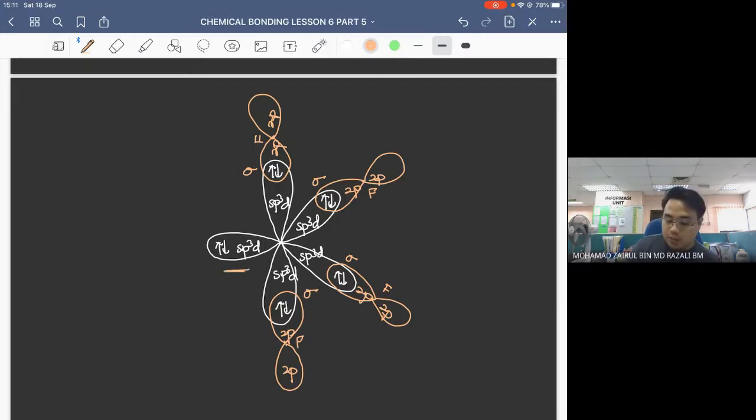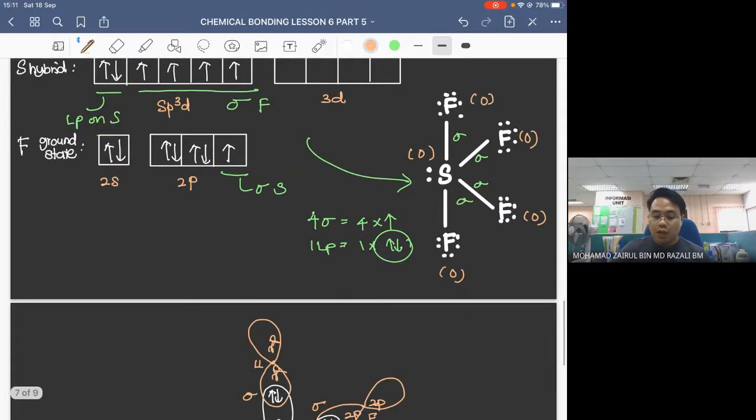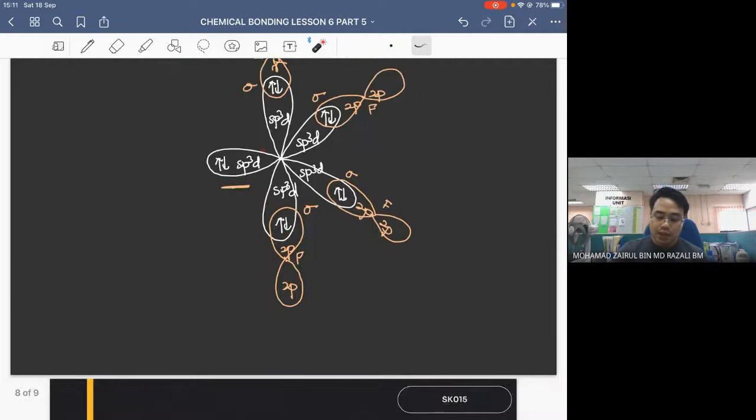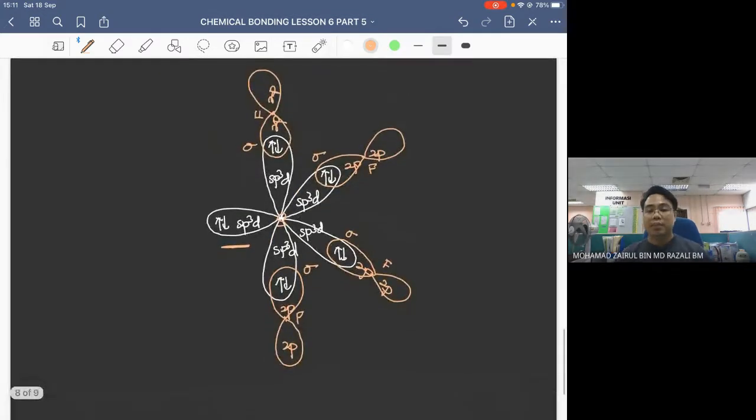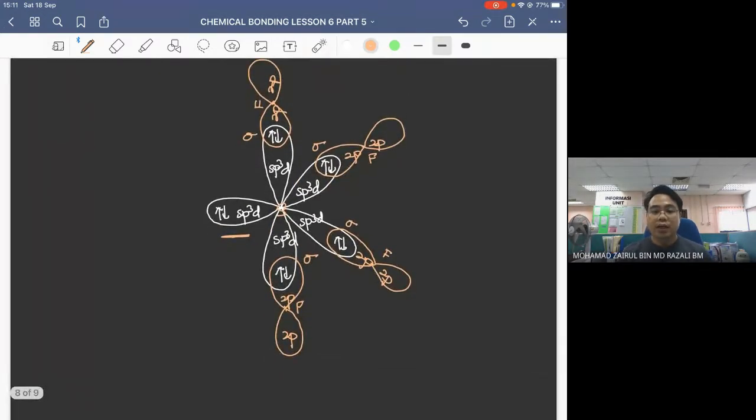Okay, this one awak kena biarkan kosong sebab kalau awak tengok Lewis structure, lone pair itu akan terletak dekat equatorial position. So that's why ini adalah lone pair yang untuk sulfur. So this is the orbital overlapping diagram for the SF4 molecule.